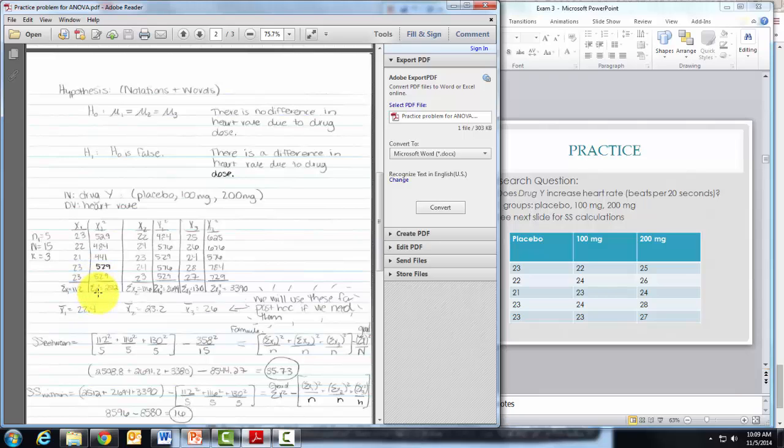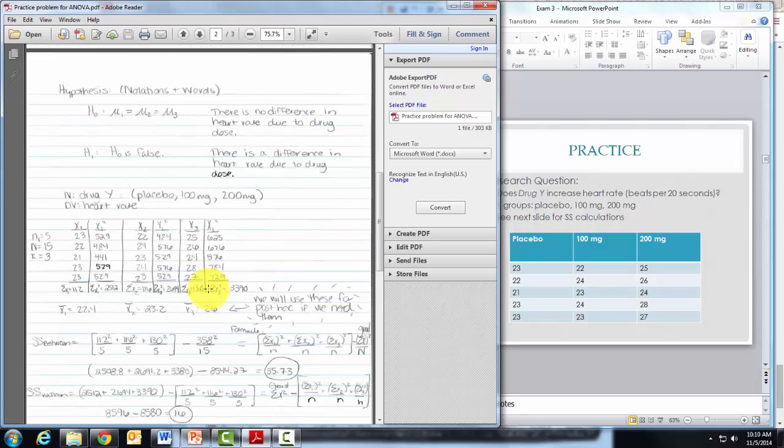for my placebo group. All right, I'm going to do the same thing for the 100 milligram group, so the raw scores and the sum of x, and then I'm going to get their raw score squared and get the sum of x squared for the 100 milligram group here. And then I'm going to repeat the same process for my 200 milligram group, so the sum of x and then the sum of x squared for that group.